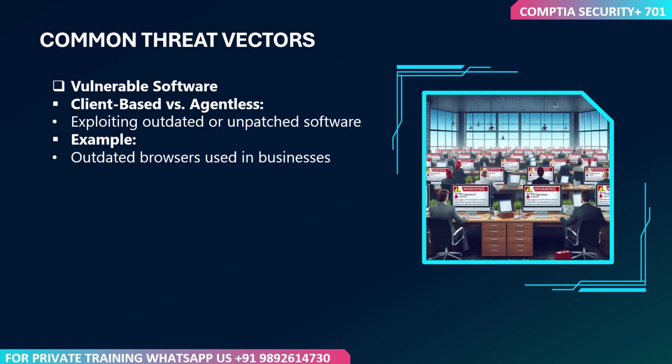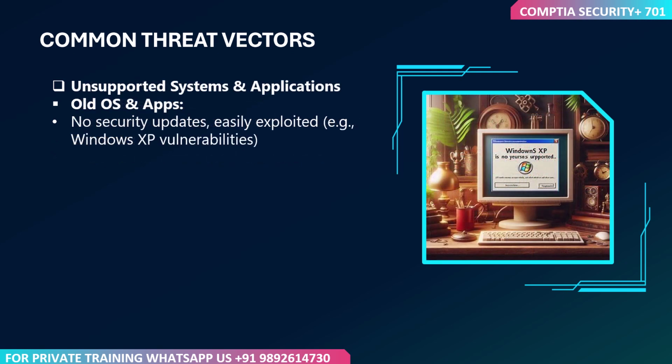Here's an example. A company uses outdated web browsers. Hackers take advantage of known vulnerabilities to steal data from employees without them even realizing it. The takeaway: always keep your software up to date. Those little security patches might seem minor, but they are crucial for keeping the hackers out. Unsupported systems and applications. Old systems that no longer receive security updates are easy targets. Example: Windows XP is no longer supported, but some businesses still use it. Hackers take advantage of its outdated security to launch attacks.